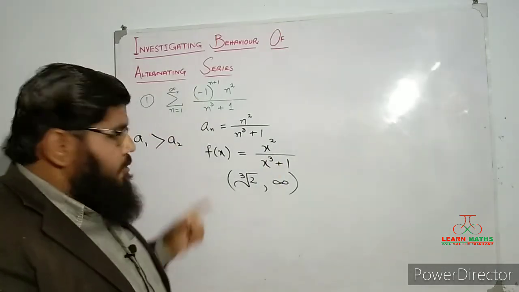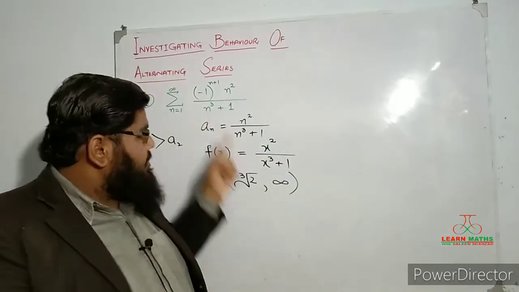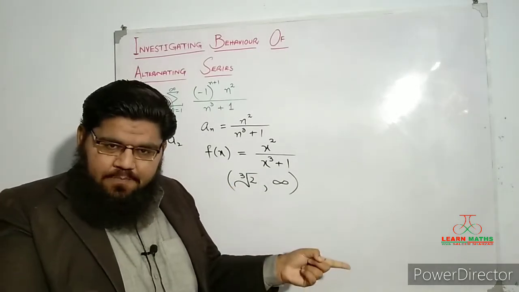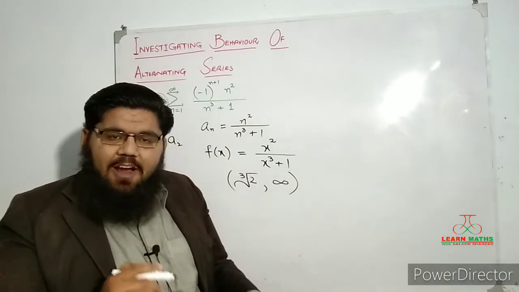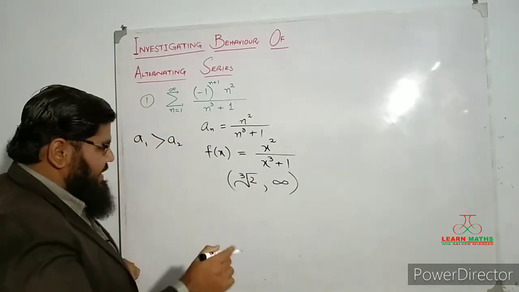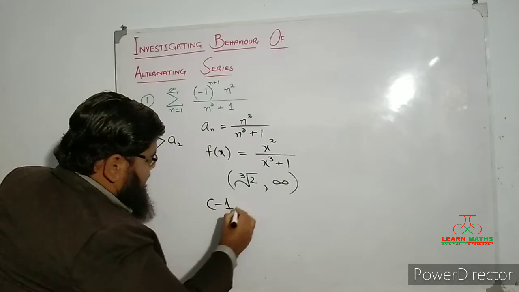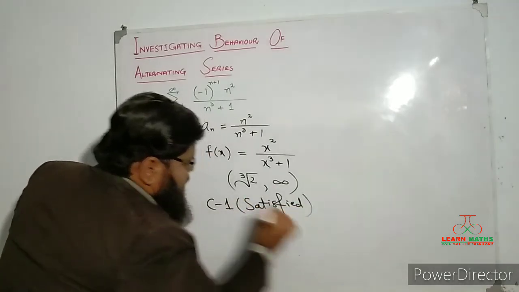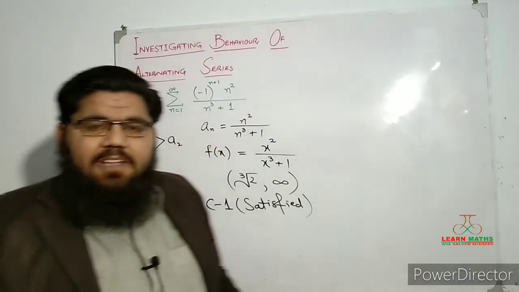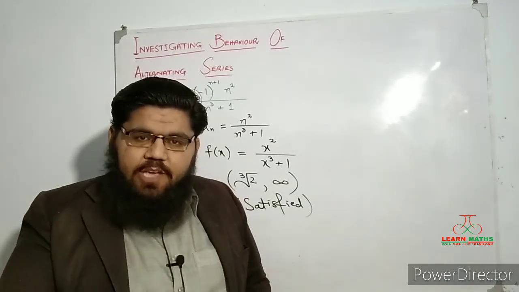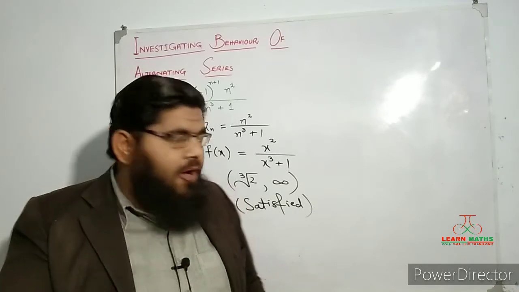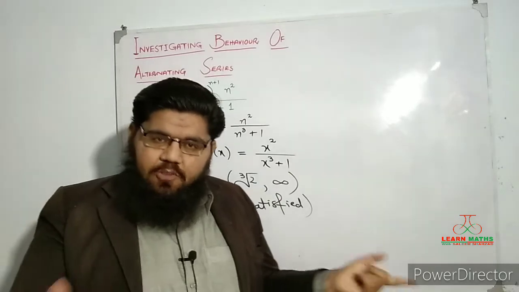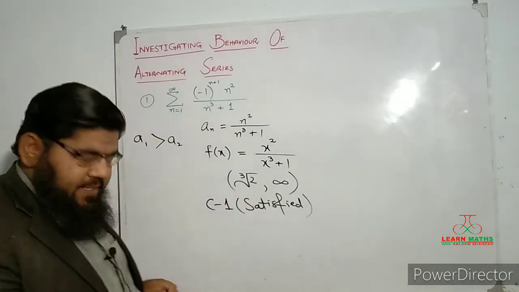All right, so one thing that we have concluded so far about this series is that the terms are decreasing in size. So our first condition of the alternating series test, C1, is now satisfied. Now there is only one thing left for us. We need to check whether the limiting value of the terms of this series is approaching 0 or not. So let's investigate this.